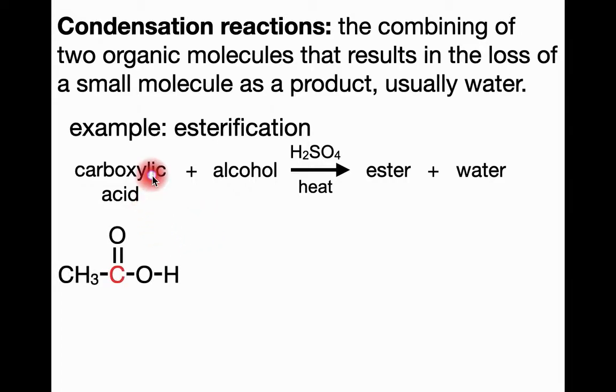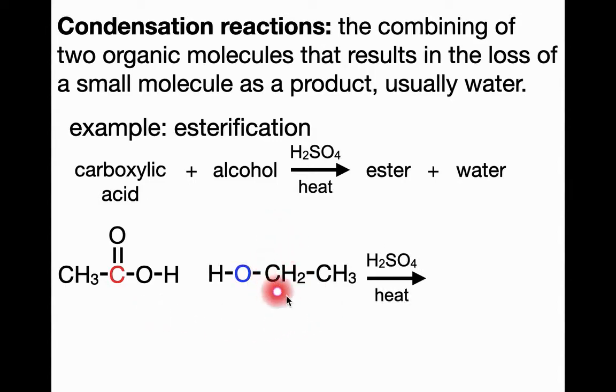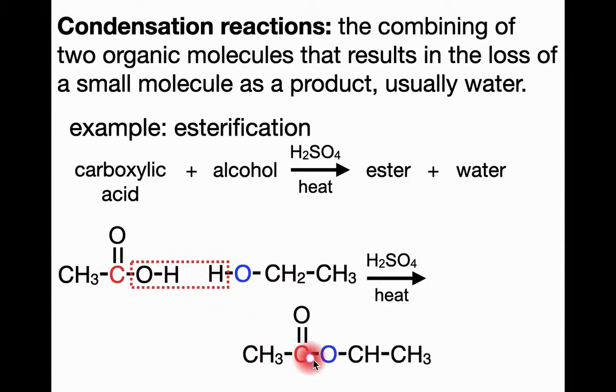Okay, so let's look at an example. So this is a carboxylic acid, ethanoic acid. This is an alcohol, ethanol. And what happens is that the hydrogen from the ethanol and the hydroxyl from the carboxylic acid, under these conditions, the sulfuric acid and heating it up, will break away, which means that this carbon is going to have to bond to this oxygen. So it splices these two molecules together. But in so doing, it loses these atoms. So this will form our ester, with the carbon bonded to the oxygen, and water is a byproduct in this reaction.